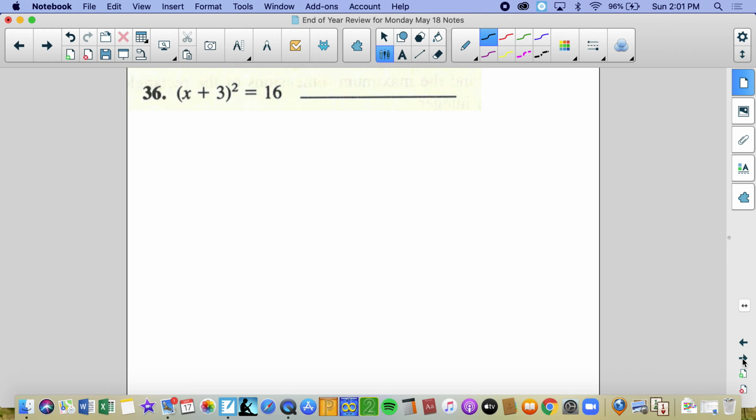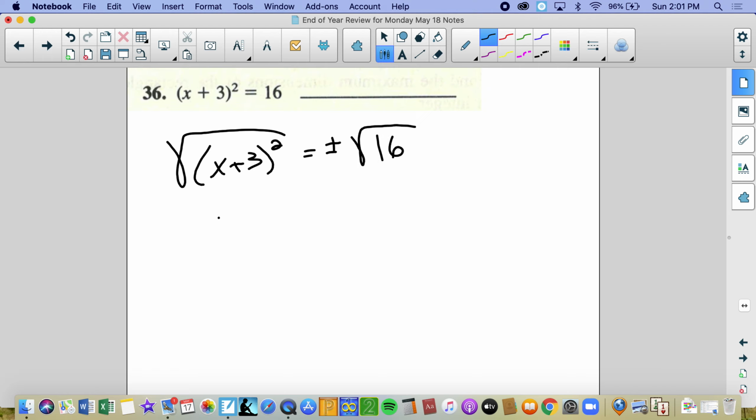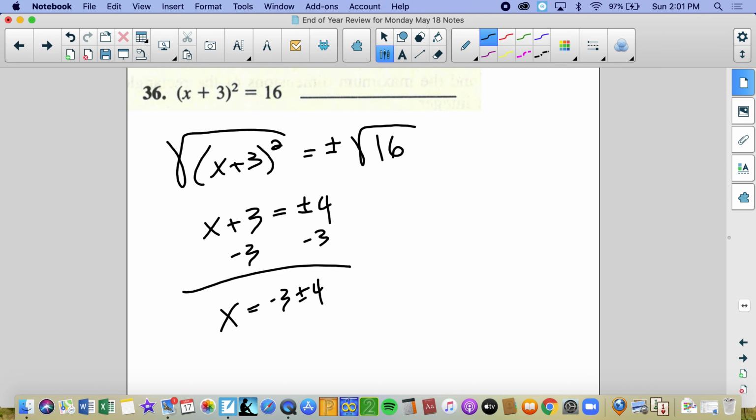We have a variable being squared, so we're going to take the square root of it. Whenever we take the square root of a variable being squared, we're going to introduce plus or minus. We get x plus 3, ooh, this worked out. I probably actually should have set it equal to 0. But this is okay. This worked out in this case. I'll repeat this problem and do it the other way. Minus 3, we get x equals negative 3 plus or minus 4.